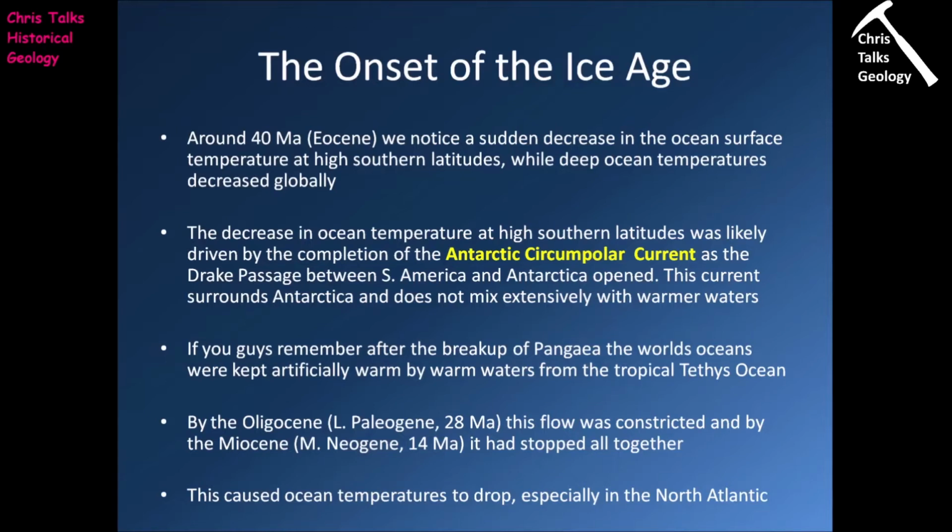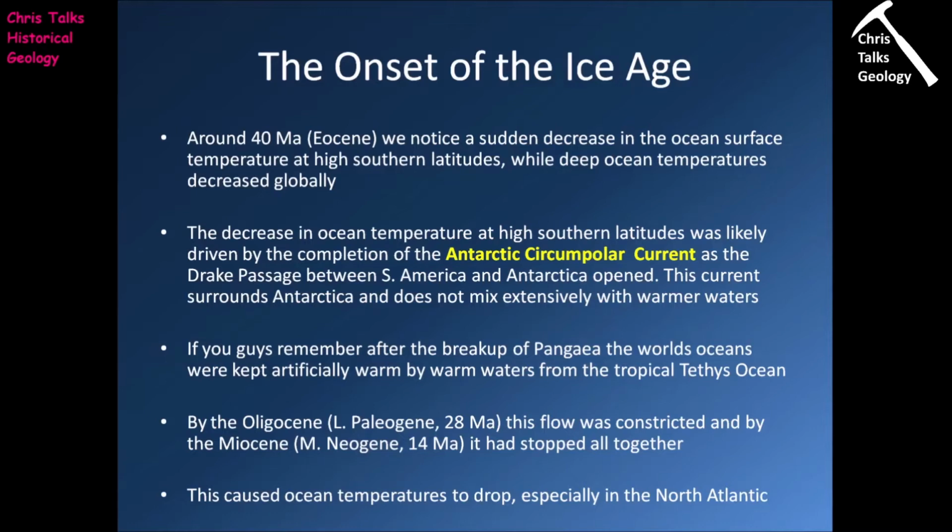Now around 40 million years ago, so that's going to be the Eocene, we begin to notice a decrease in ocean surface temperature at high southern latitudes, while we see deep ocean temperatures decreasing globally. Now, the decrease in ocean temperature at high southern latitudes, so that's towards the South Pole, was likely driven by the completion of the Antarctic circumpolar current.